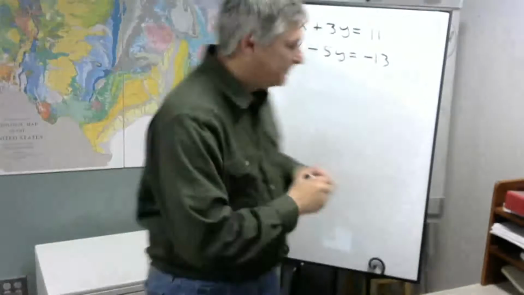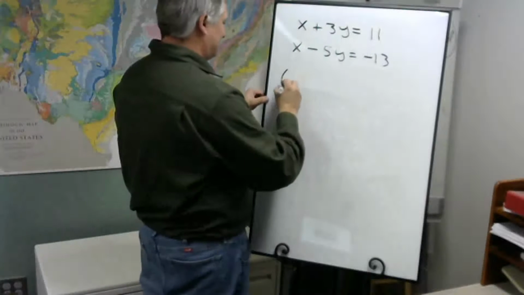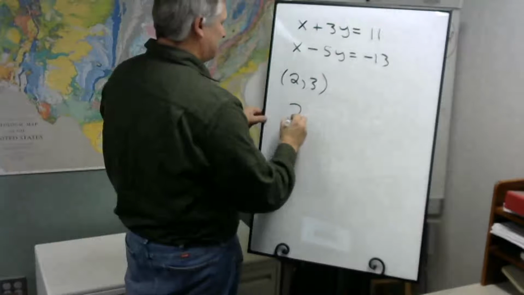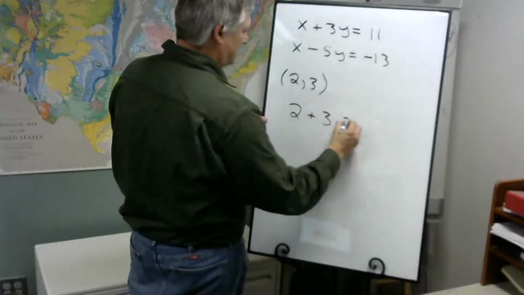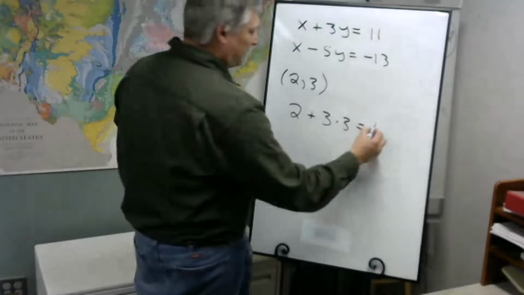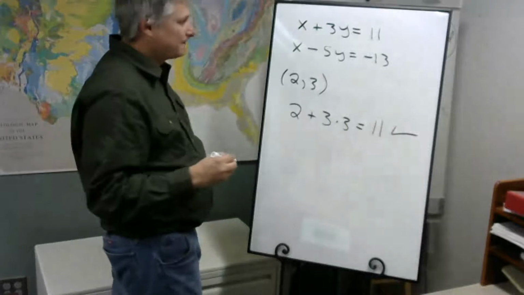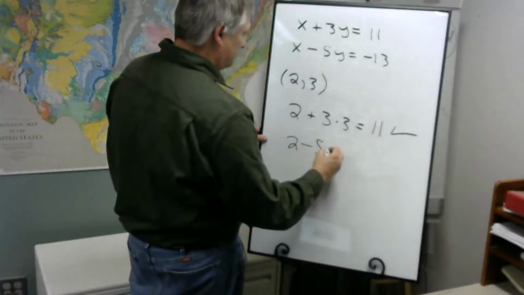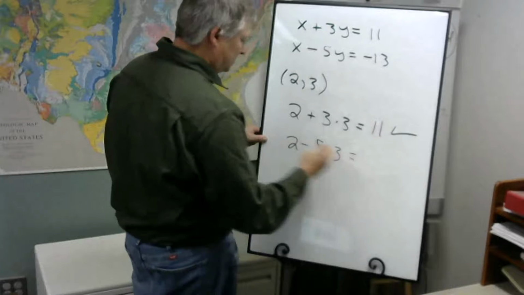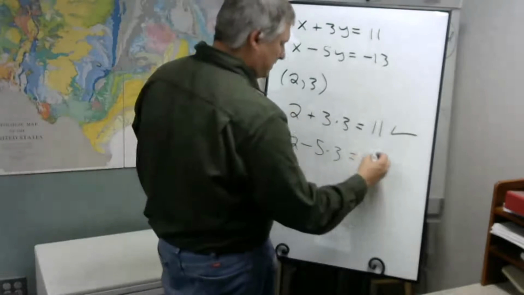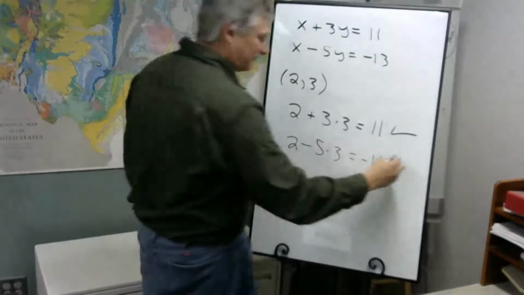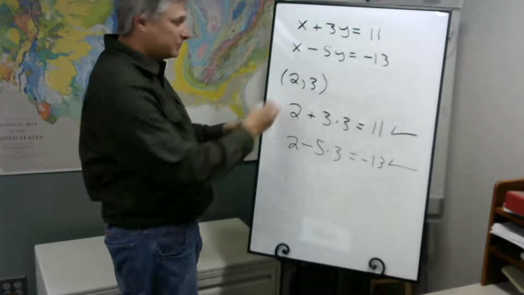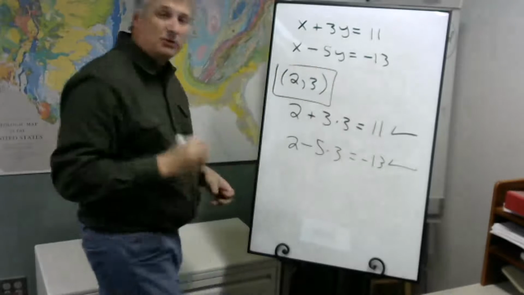So let's try 2, 3. Let x be 2. We get 2 plus 3 times 3. Again, this is the first equation, and sure enough, that gives you 11. Now let's try the second one, 2 minus 5 times 3. It's going to be 2 minus 15, and that gives you negative 13, and that also works. Well, since this point satisfies both equations, it's a solution to the system.